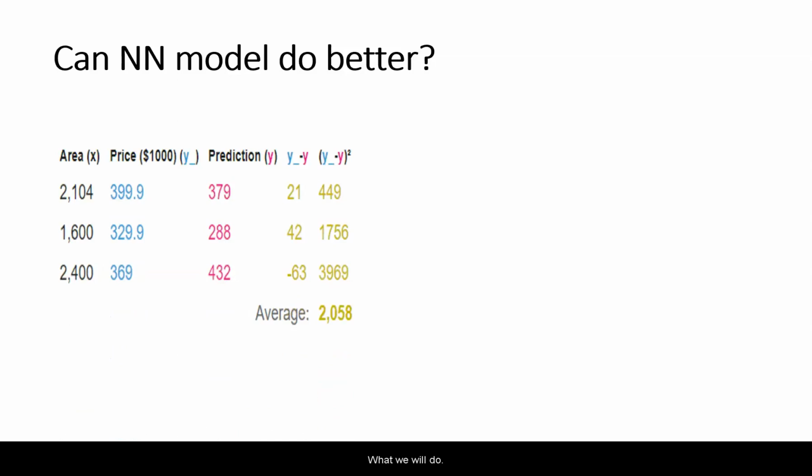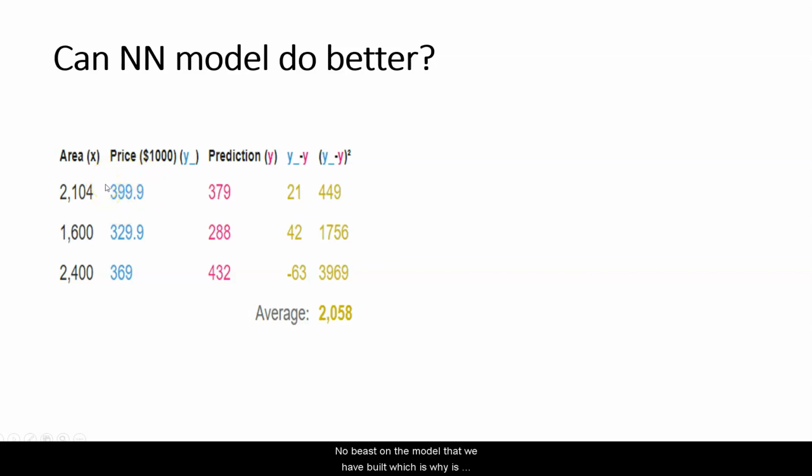what we will do is, of course, we have our area. We have the actual price for which that house with the particular square feet of area was sold. Of course, we have converted the price from $1 to $1,000. That is why it appears as 399.9, right? So this is the actual value of Y.